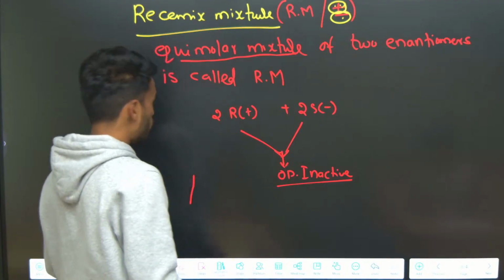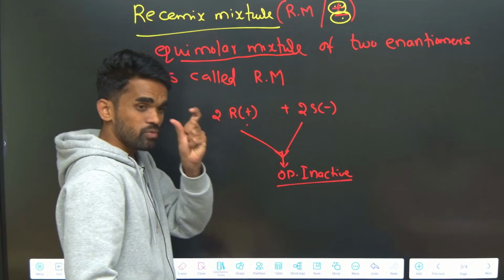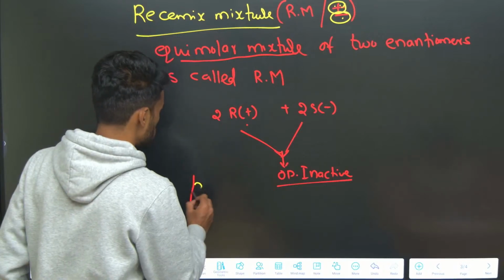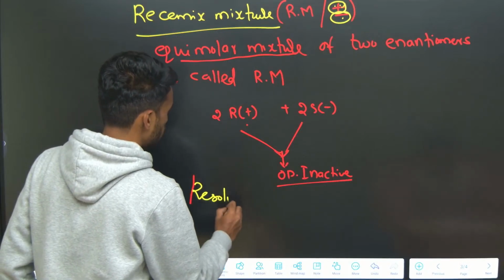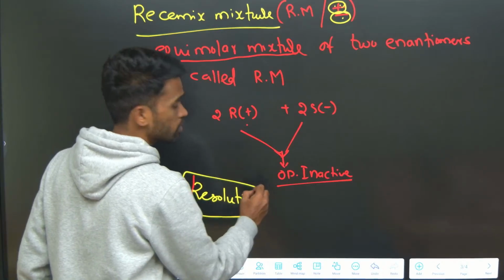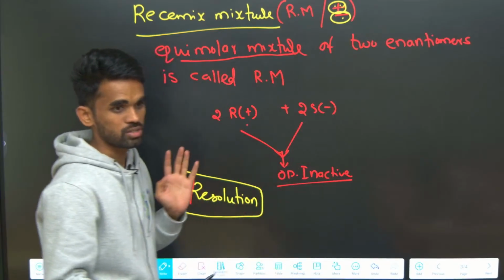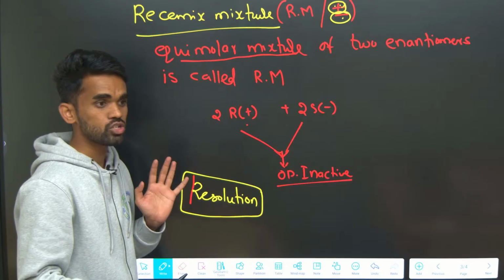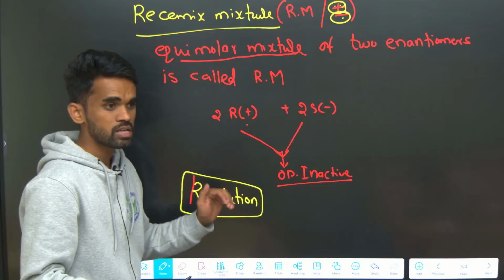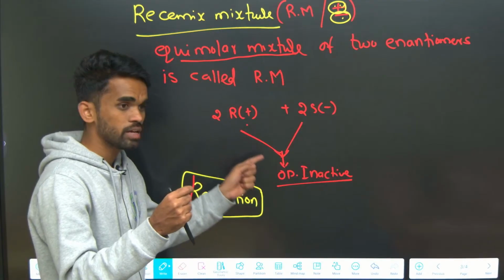Now if I want to separate these two isomers from this racemic mixture, the term we can define here is resolution. What is resolution? What does resolution mean? The process of separation of enantiomers from its racemic mixture. What is resolution once again? The process of separation of enantiomers from its racemic mixture.